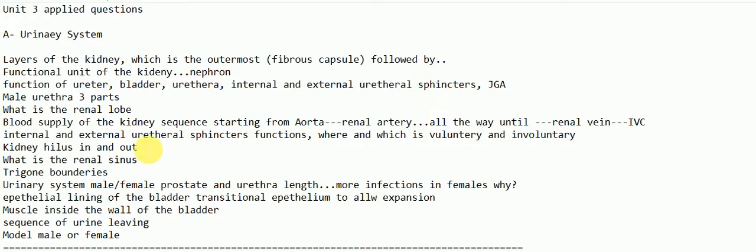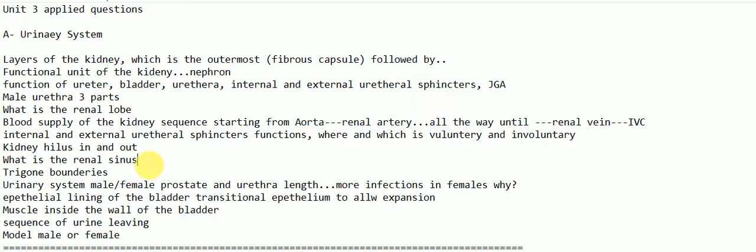Next question would be kidney hilus. What's the kidney hilus? The kidney hilus is the door to the kidney. Things are entering and leaving. What is entering and what is leaving? What's entering is the renal artery and the renal nerves. What's exiting is the renal vein and the ureter, which is taking the urine out.